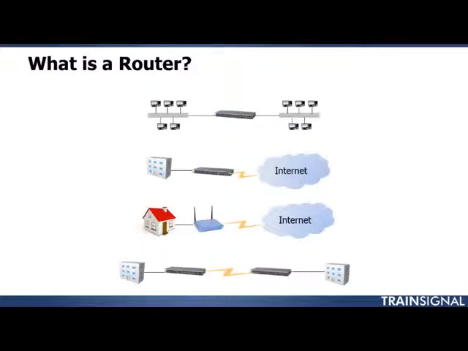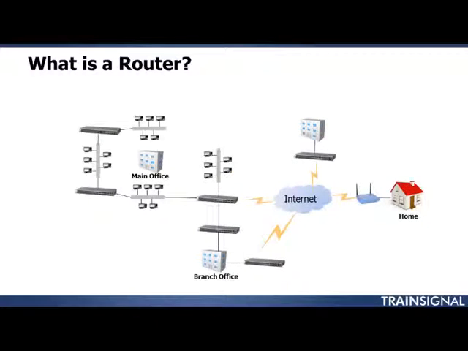And the last example where routers are used might be from one office to another office, like a branch office or something like that. You'd actually have a router at each end, and the routers would then talk to each other. Here, I've actually put together an example where you can kind of bring this all together, right?